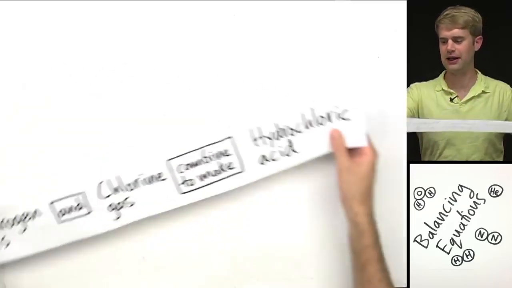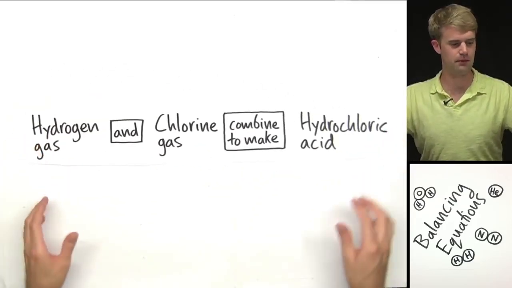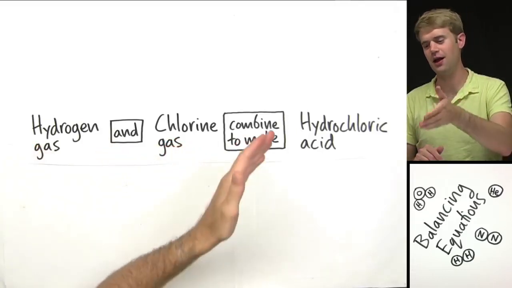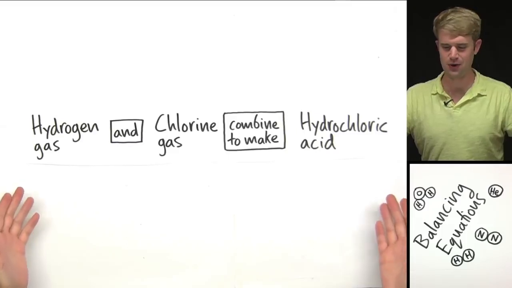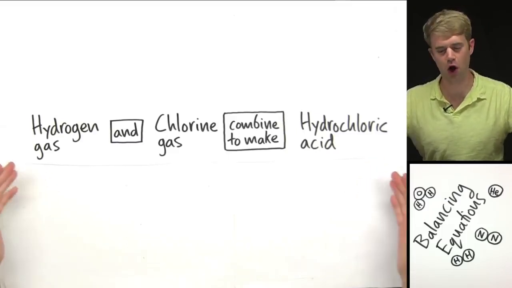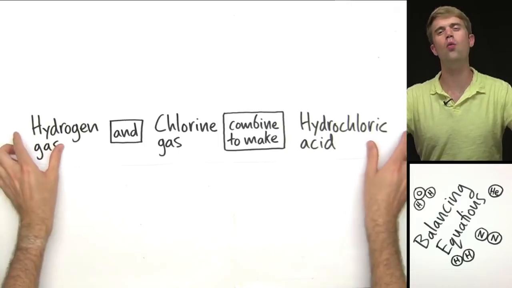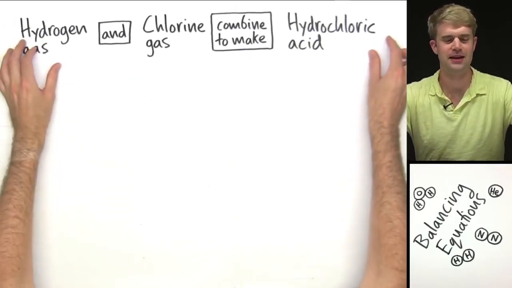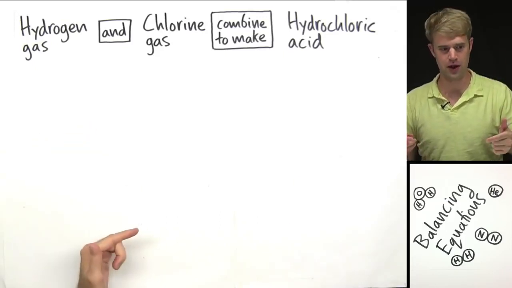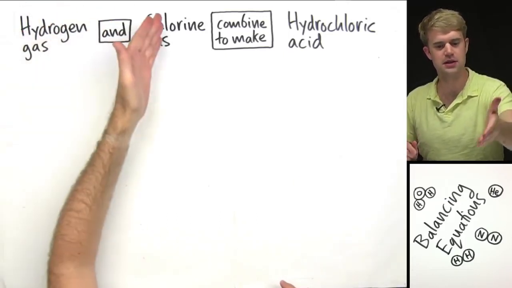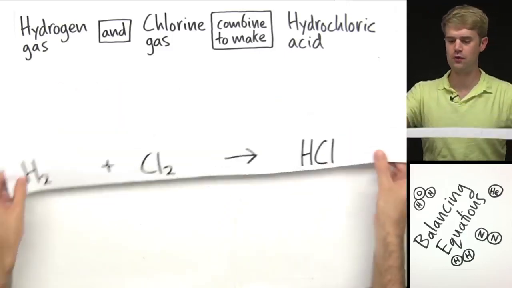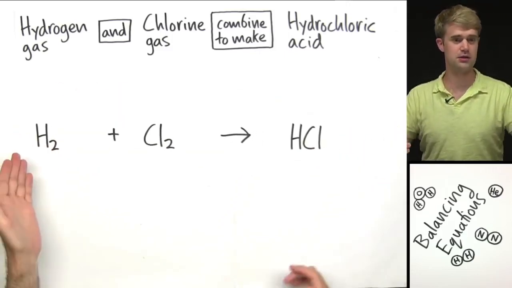We'll begin by looking at this chemical reaction. Hydrogen gas and chlorine gas combine to make hydrochloric acid. So this is how we can express this chemical reaction using words, and we often call this kind of thing a word equation. Now, we can use this word equation to write a chemical equation by taking each one of these things and writing the chemical formula for it.